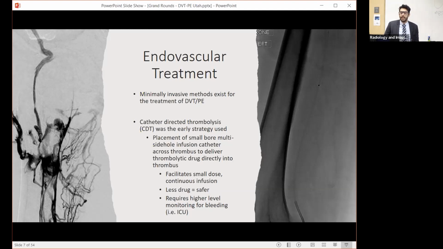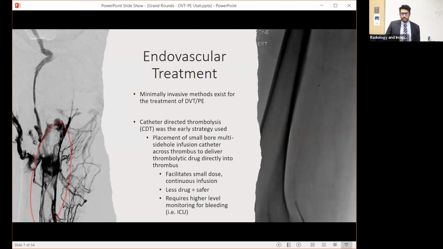And TPA, as we know, is a medication that can actually break down the clot as opposed to just prevent propagation. Directly embedding the catheter into the thrombus allows you to inject a very, very small dose, and you can do it continuously over time. TPA being a locally acting drug, if you can give it directly into the clot, you can give way less drug, so it's much safer. As we know, with systemic TPA the rates of bleeding are much higher, so this is a way to make it safer. It does require a higher level of monitoring for bleeding, so oftentimes, if not always, these patients are placed in an ICU to monitor for that.